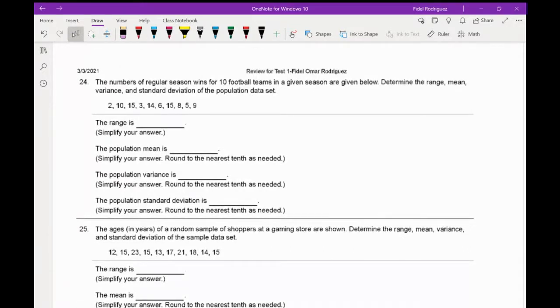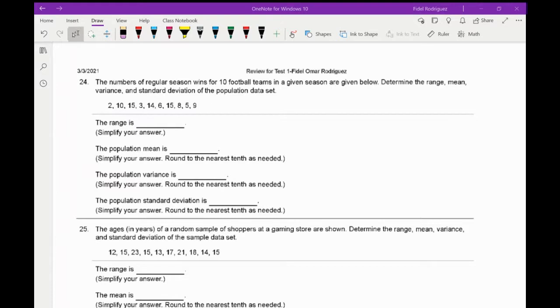All right. So for this problem here, guys, I'm going to use my calculator to do this problem. I'm going to walk y'all through the process. Now, guys, I'm going to do this on my calculator that's on my computer. But if you're using your calculator app, it's going to work exactly the same way. So, guys, I want to give you a heads up. I'm going to look at these numbers here, the 2, the 10, the 15, 3, 14, 6, 15, 8, 5, and 9. I'm going to use those numbers when I'm doing my problem, okay?